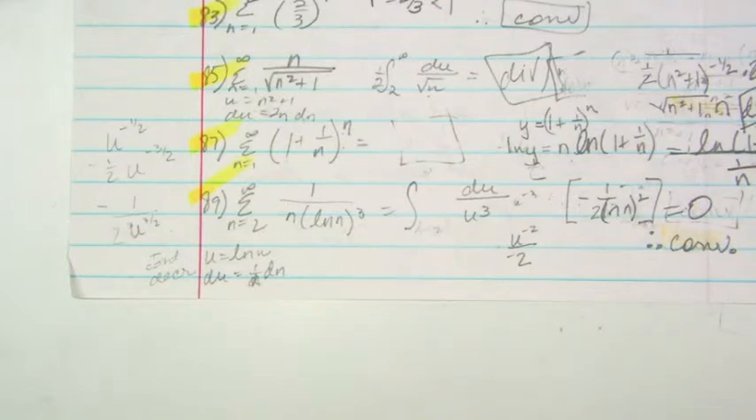Yes, Michael? On 89, when you do the integral and you get the negative 1 over 2, that squared or u squared or whatever. Yes? How does that equal 0?